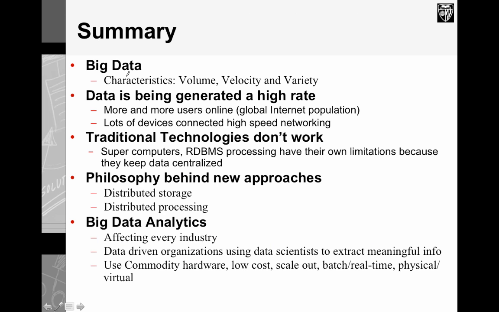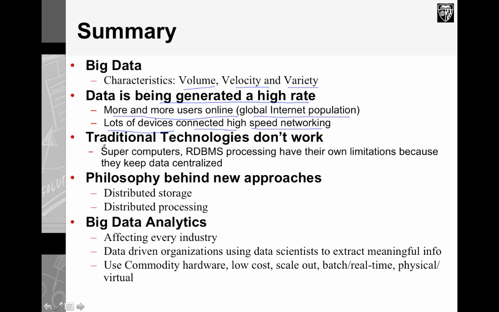In summary, big data is on the rise. There are 3 characteristics of big data: volume, velocity, and variety. And the data is being generated at a high rate because more and more users are coming online, which is the global internet population coming online, and lots of devices are connecting online through high-speed networking.